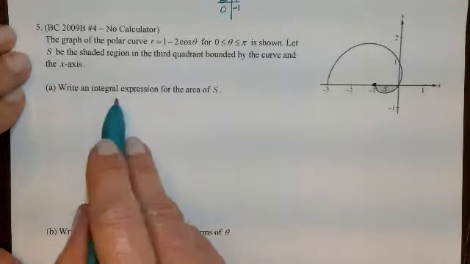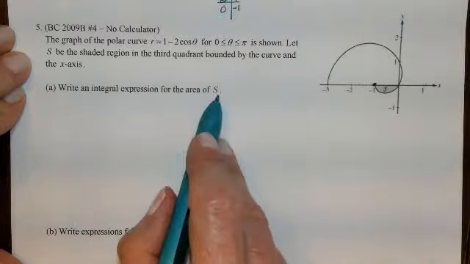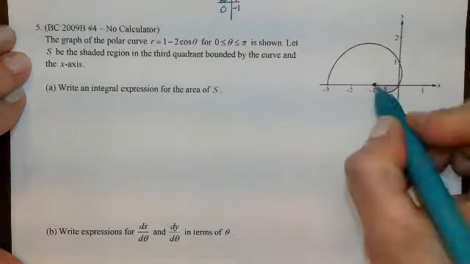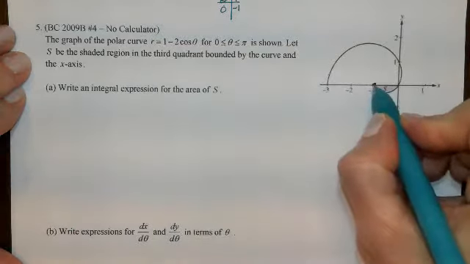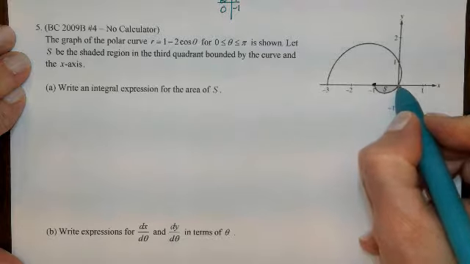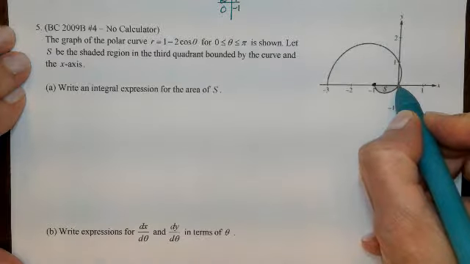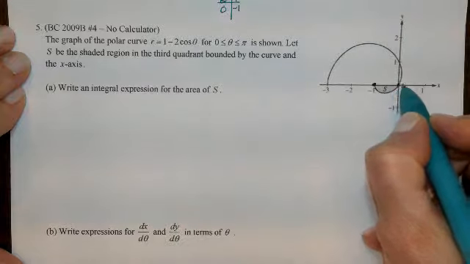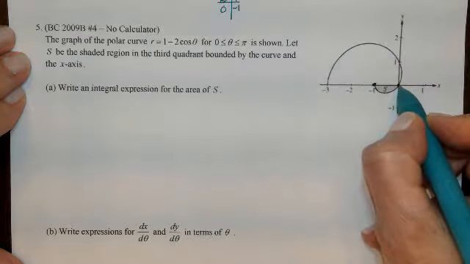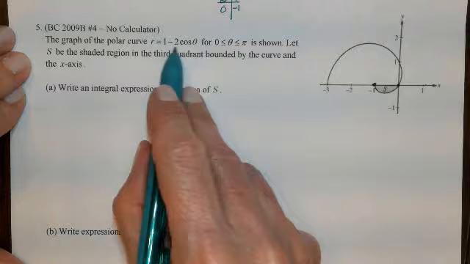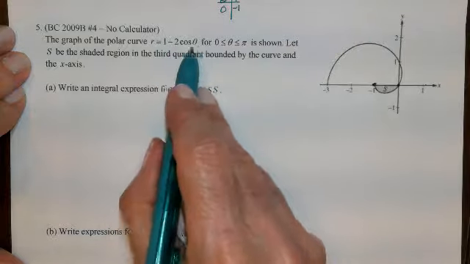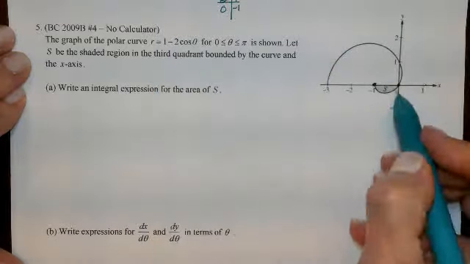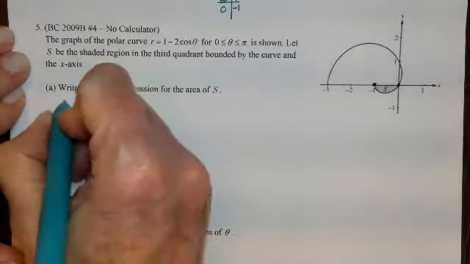Part A, we're supposed to write an integral expression for the area of S. I know that my integral will need to start at 0. My question is, where should my integral stop? I need to stop right here. I need to find theta right there. So that's one of my issues here. I need to find that theta value. Well, to find that theta value, we know that at that theta value, r is 0. So if I take my equation and set it equal to 0 and solve for theta, I'll have that theta value. So that's my first step here.